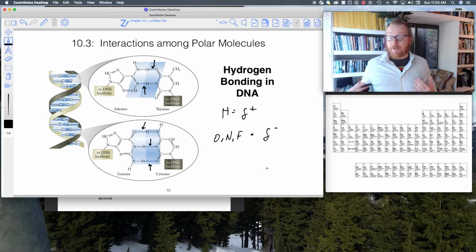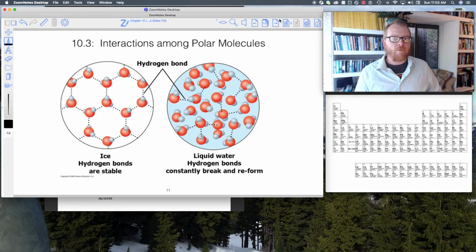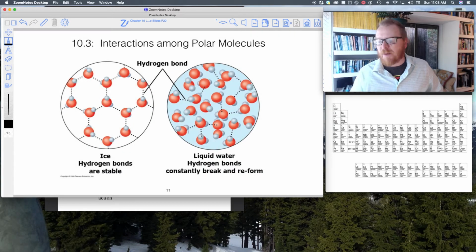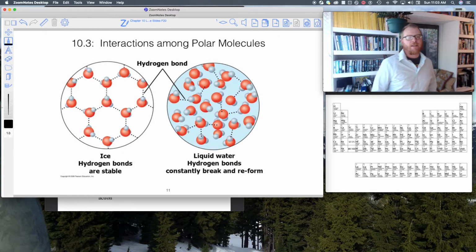So there are also some amazing examples of hydrogen bonding in water that I'll describe as we get to the end of this section. Okay. I'll talk about the hydrogen bond in water right now, but then I'll talk about some of these amazing properties at the very end.